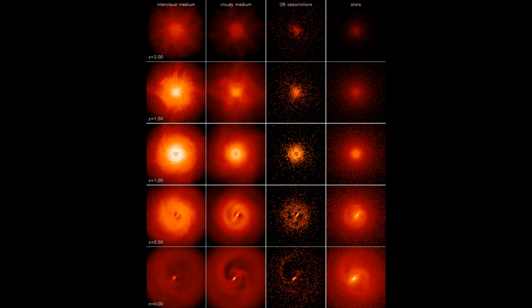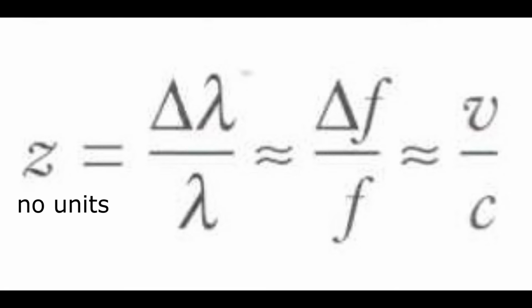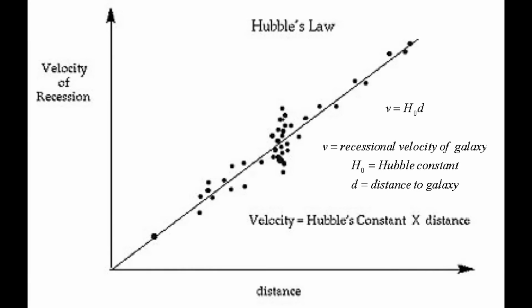The amount of redshift a galaxy exhibits, Z, allows us to calculate how fast it is moving. This can be done using measurements of either wavelength or frequency changes. This is also what Hubble's law is.